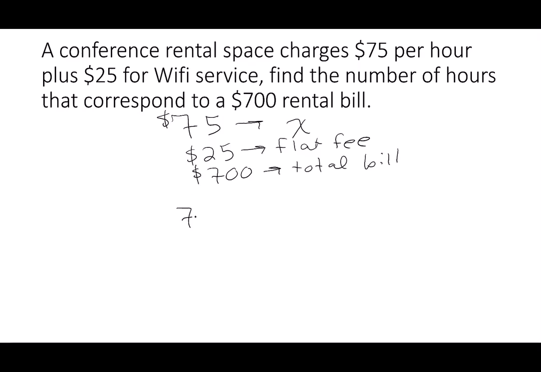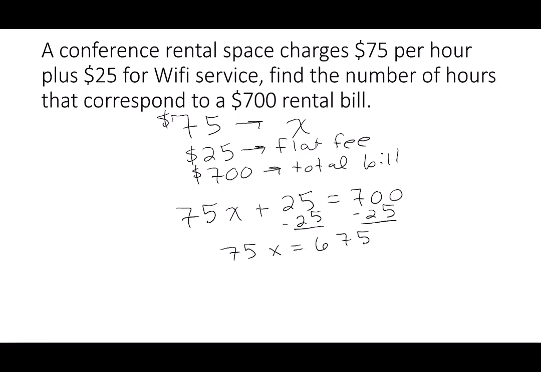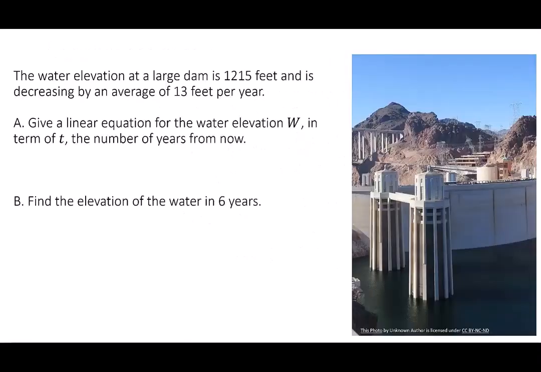So what we want to do is look at 75 times X plus the 25 and say that's equal to 700. Like the last problem, we want to start by isolating X. I'm going to move the 25, subtracting it from both sides, so 75X is equal to 675. Then we're going to divide by 75, which says X is equal to 9. This time, that is our answer, that 9 hours, or the number of hours we rented the space for if we spent $700. Our last problem has 3 parts.